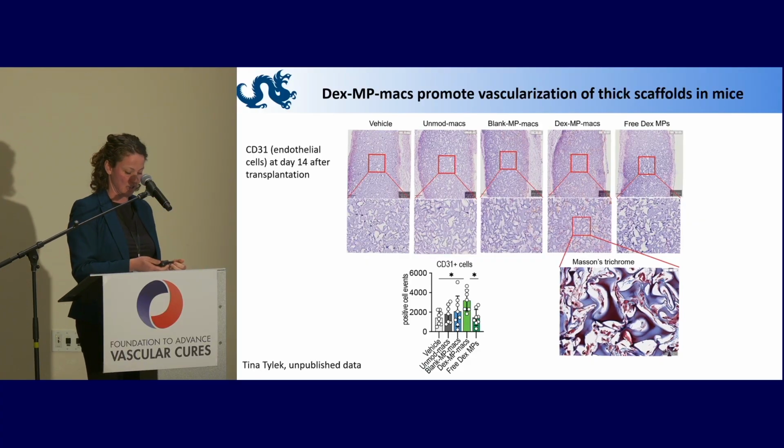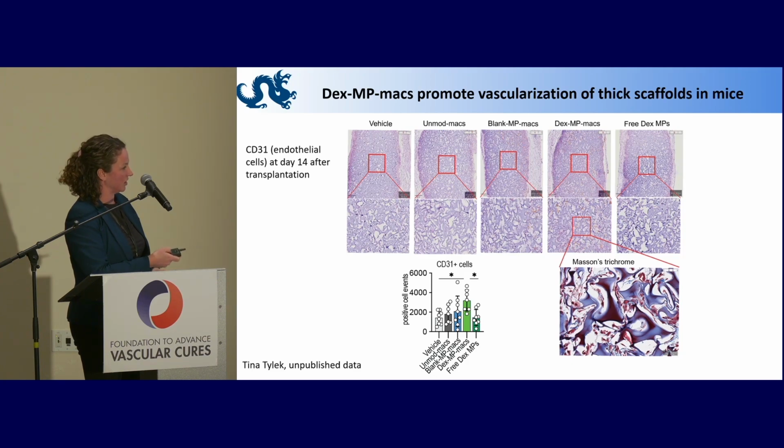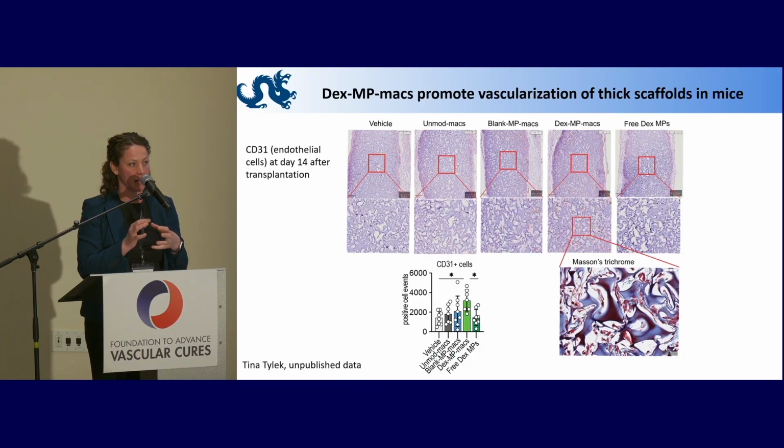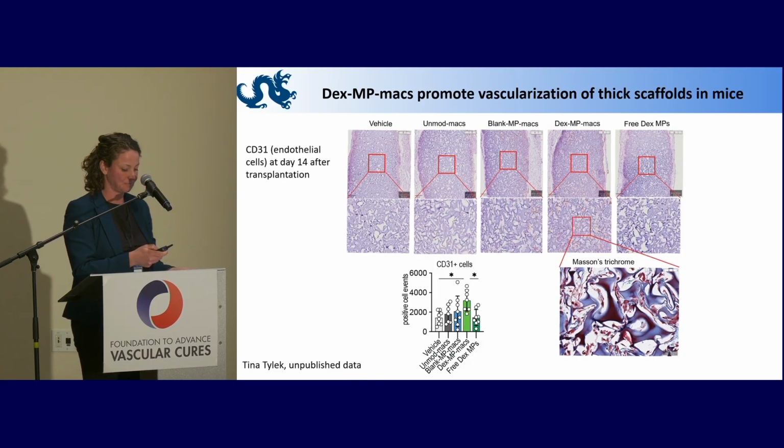So we have a couple controls here. The vehicle is just a scaffold. You have unmodified macrophages, they don't help. Macrophages loaded with blank microparticles, they don't help. Here's the macrophages loaded with the dex microparticles. They improve the number of endothelial cells, and I think it's hard to see, but they're the only one where blood vessels actually make it into the center of the scaffolds. And then free dex microparticles have no effect. So they really need to be engineered ex vivo to see this effect.